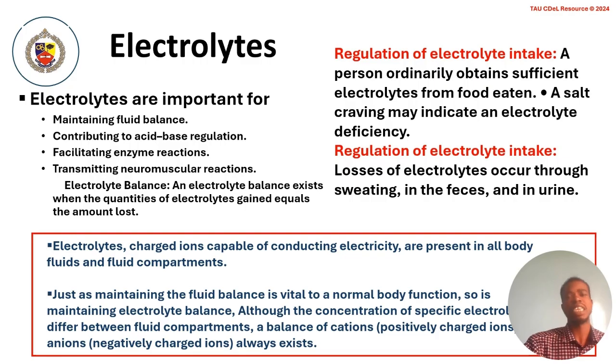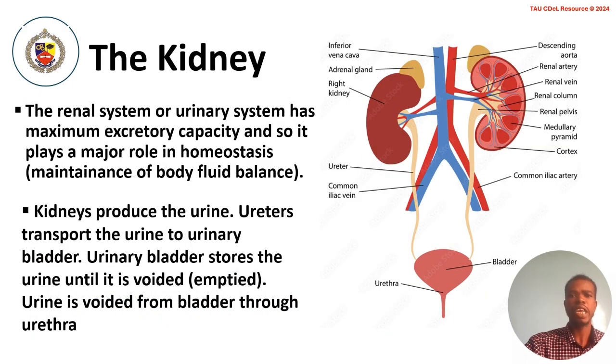Now, electrolytes. The kidney also has a significant role in the regulation of electrolytes, such as sodium and potassium. Electrolytes are important for maintaining fluid balance, contributing to acid-base regulation, facilitating enzyme reactions, and the electrolyte is very important. The kidney actually has a significant role in regulation of electrolytes. Now, let's move to the kidney.